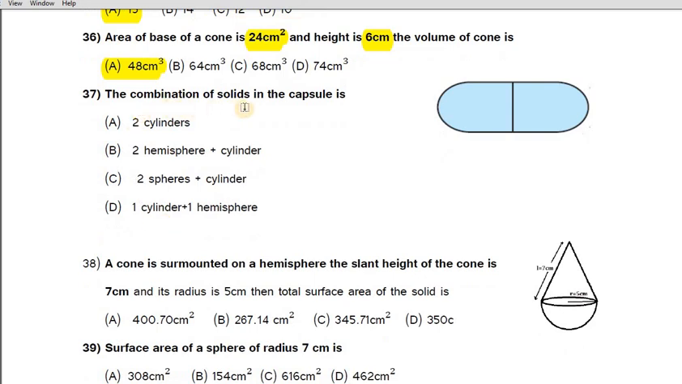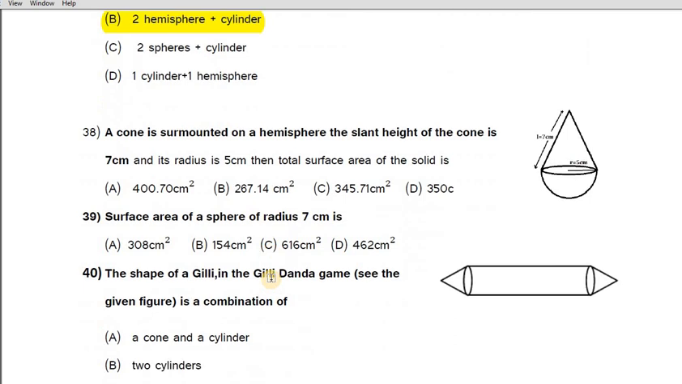The combination of solids in the capsule is, so here a figure is given, it is capsule shaped. So what could the combination be? Given options are 2 cylinders, 2 hemispheres plus cylinder, 2 spheres plus cylinder, 1 cylinder plus 1 hemisphere. So your correct option is B, 2 hemispheres plus cylinder. On both sides there will be hemispheres, hence 2 hemispheres, and the middle part will be in the shape of a cylinder.